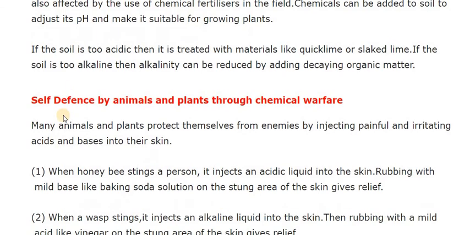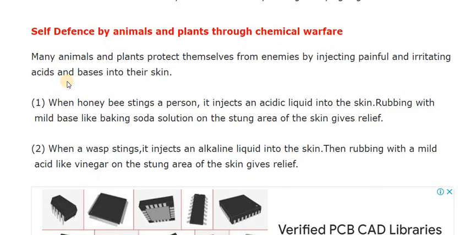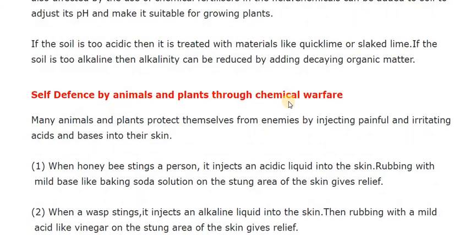Now the next point: self-defense by animals and plants through chemical warfare. Many animals and plants protect themselves from enemies by injecting a painful or irritating acid or base into their skin.